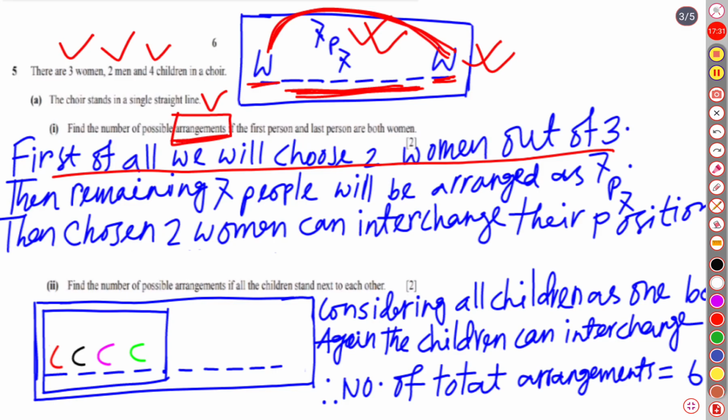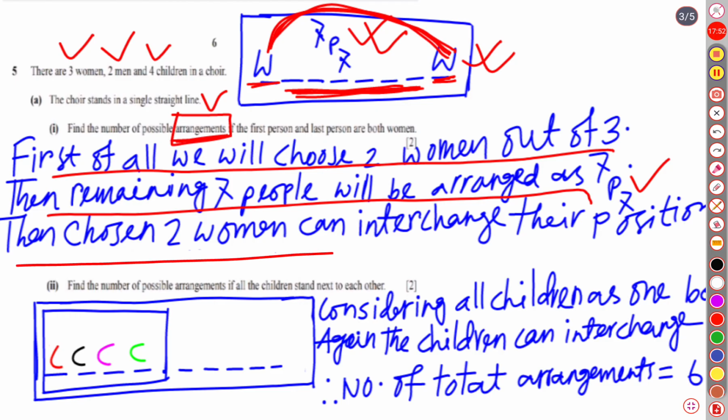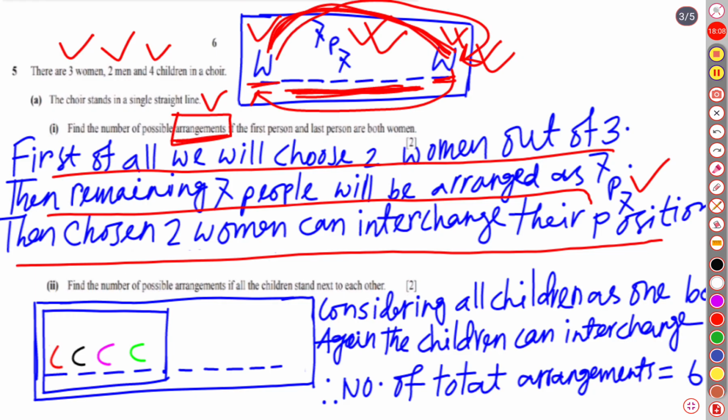We will have to select any 2. So for selection, first of all we will have to apply the combination method. Then for the next 7 people, it will be permutation, and it has been written over here. Then the remaining 7 people will be arranged as 7P7. Then the chosen 2 women can interchange their position again. That means as we have chosen the first woman and the second woman, they can also be rearranged. The first one can go to the last place, and the last one can also come to the first place. Let's see the solution, how to write.